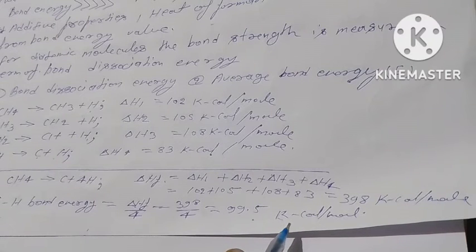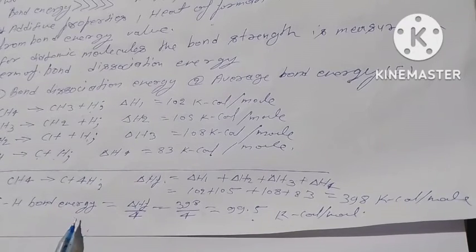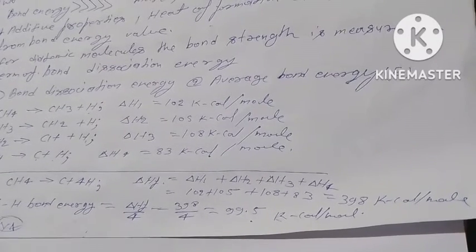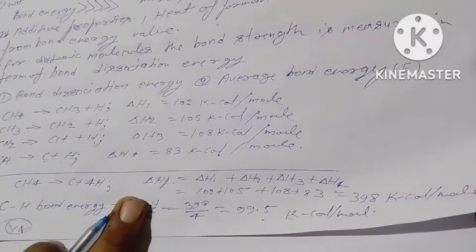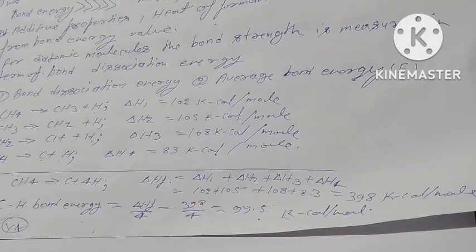1/4 energy is required to break 1 mole of methane in atomic carbon and hydrogen, which is the bond energy of the carbon hydrogen bond. It is not necessary that the energy required to remove 1 hydrogen atom from methane molecule is the same.